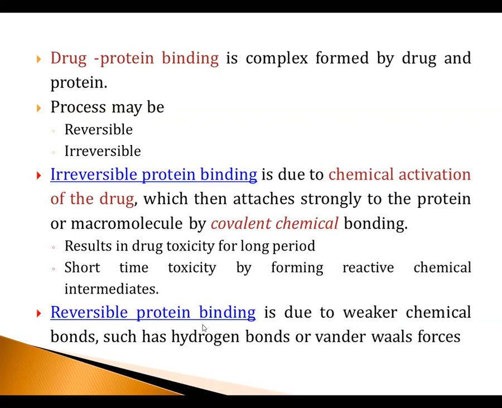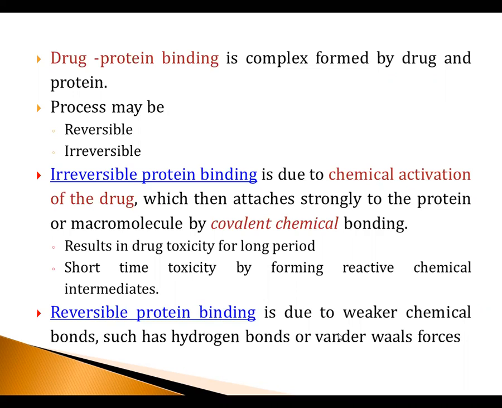But in the reversible process, the binding is reversible. It is formed because of weaker chemical bonds, which happen because of hydrogen bonds or van der Waals forces. The irreversible is a very rare event. Though we call it irreversible, the drug will always eventually detach from the protein, but it takes a long time. That irreversible protein binding can happen because of the chemical activation process, and can also result in the formation of reactive chemical intermediates.